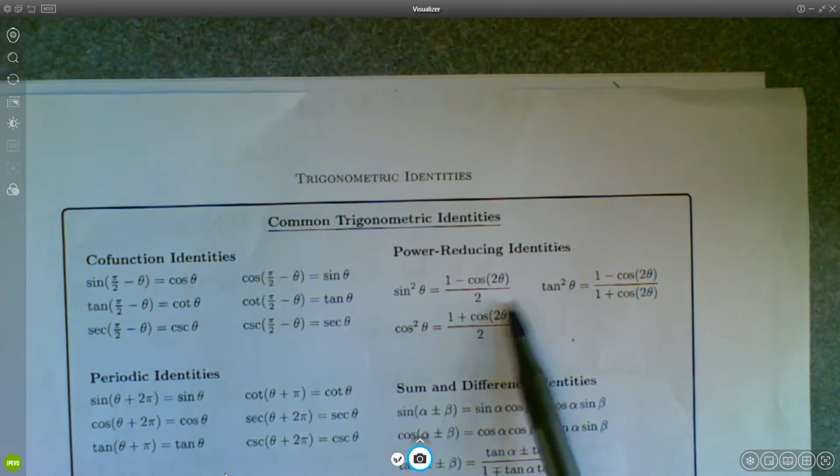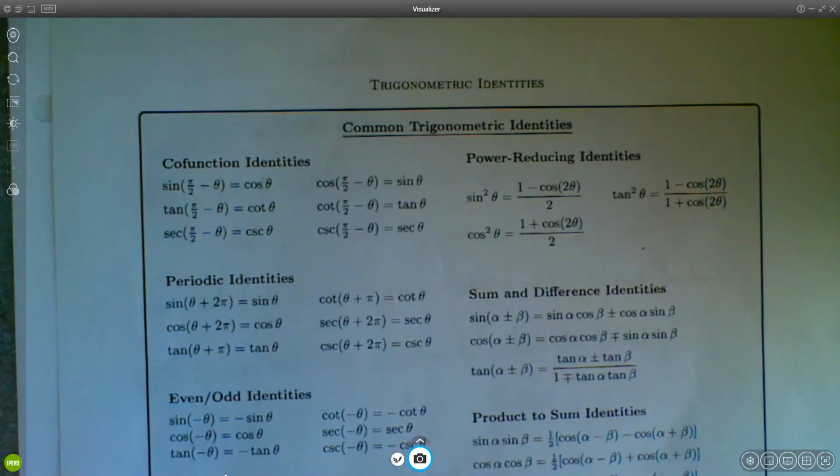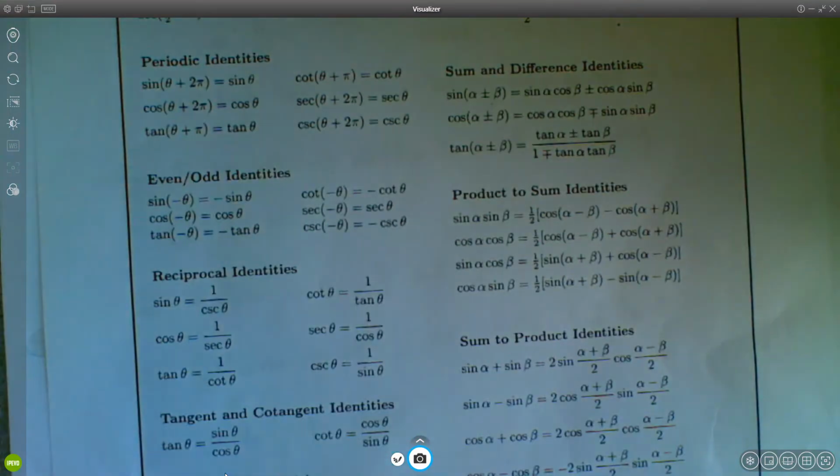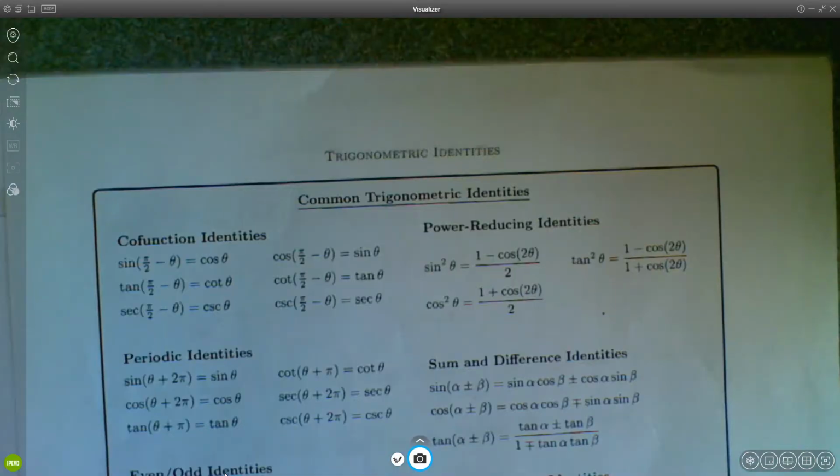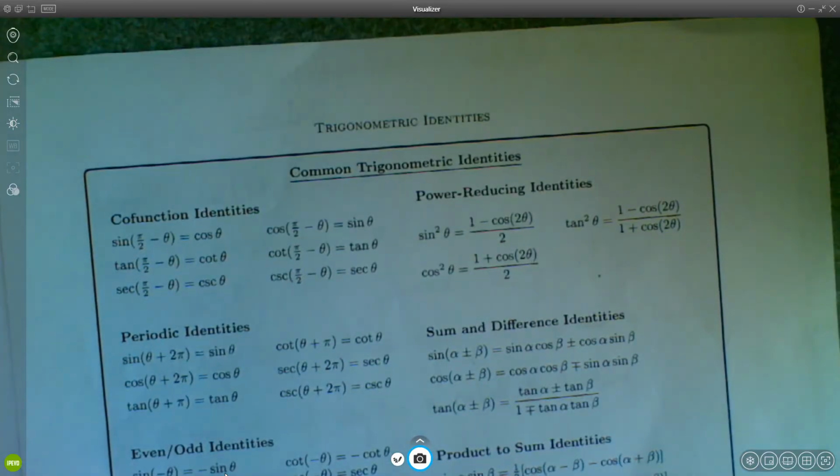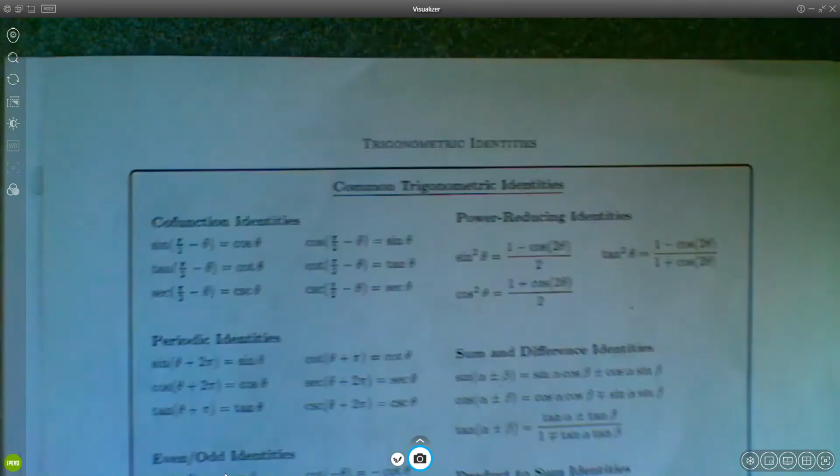Okay? So these are the same thing. The power reducing identities and the half angle identities, they're exactly the same thing. And you'll use both of them a lot in calculus, so memorize them.